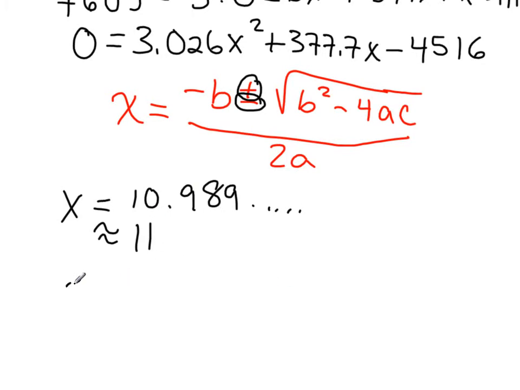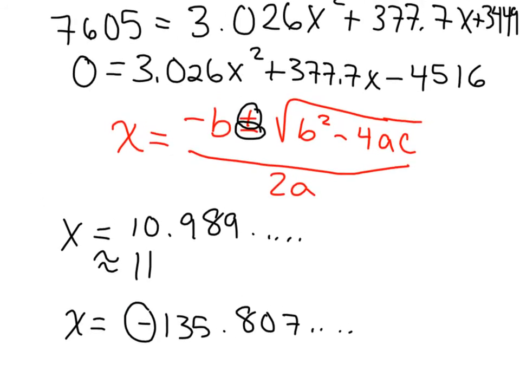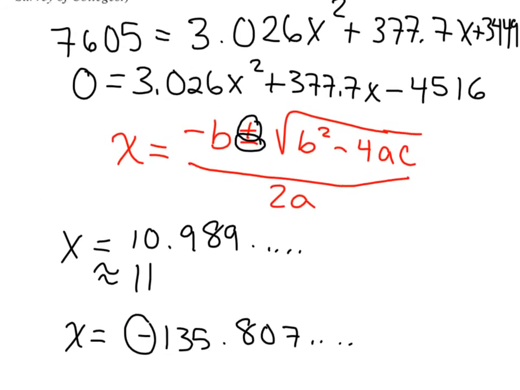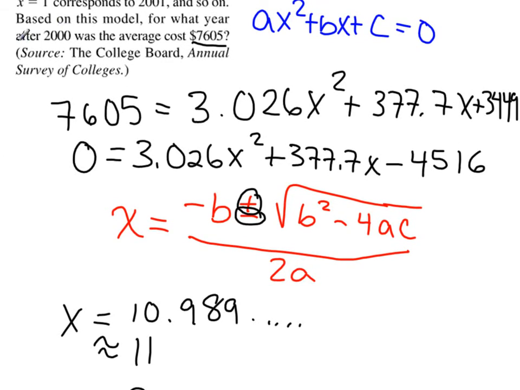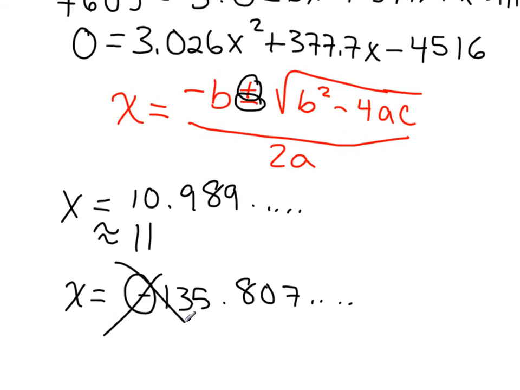And then the other answer you should get is a negative one, where you get negative 135.807 and some other crazy stuff going on, which we don't care about because of that negative. Be very careful. Yes, we could technically say this worked in a certain year, but they said what year after 2000. So negatives are not ideal to us because that would put us back before 2000. We want only positives. So this answer we're going to disregard purely because of its negativity.